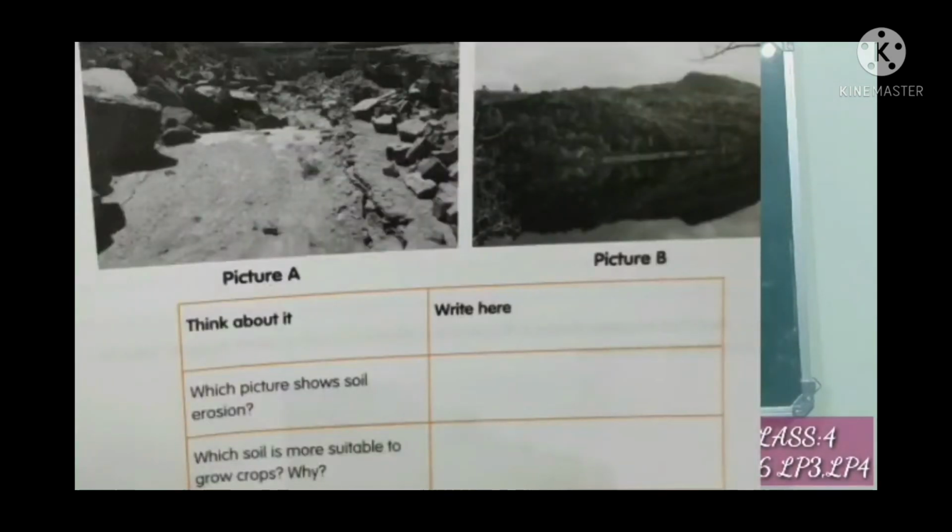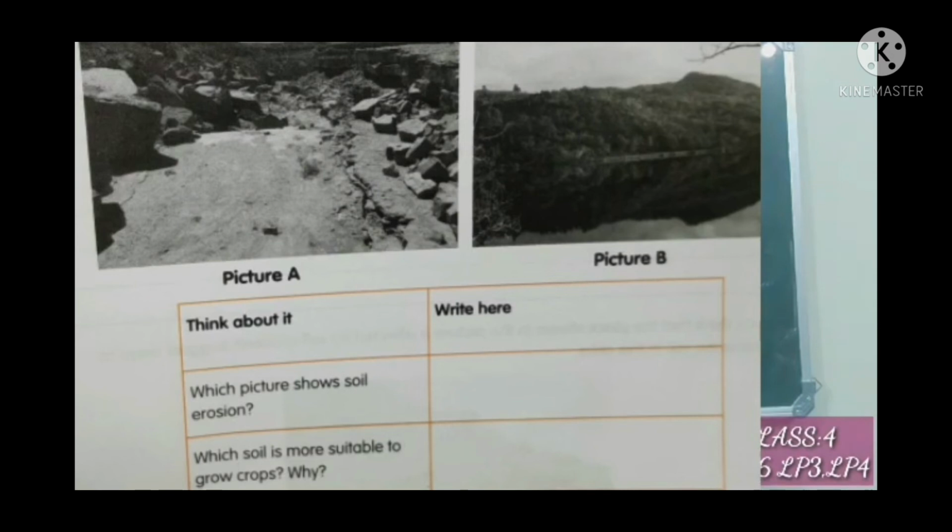S3, first question. Look at the picture and complete the table. There are two pictures, picture A and picture B. One picture shows many plants covering the soil, and another picture shows soil without any cover. Then think about it and write here. There are two columns. You have to complete it.